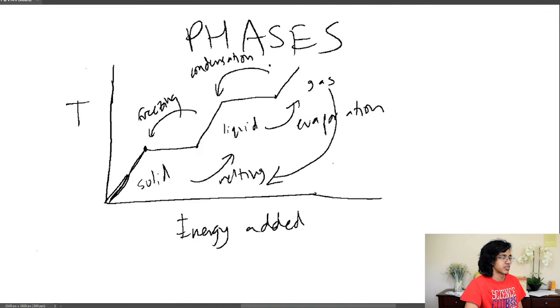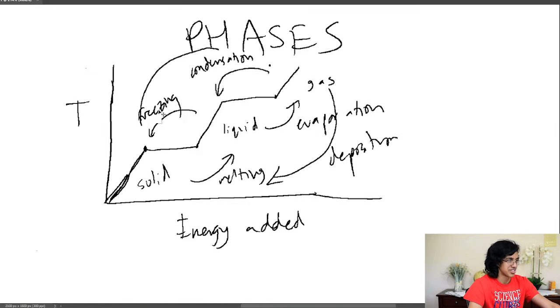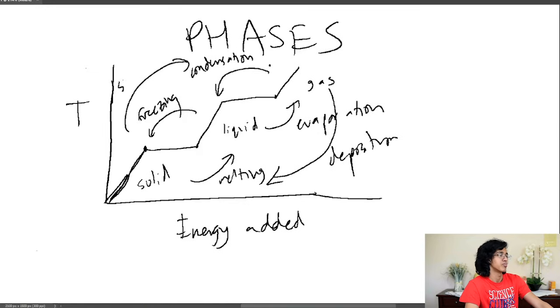Gas to solid is called deposition. And gas to solid, oh whoops, I did the same thing twice, epic. Solid to gas is sublimation. Epic. Alright, let's look at the diagram in more depth, shall we?